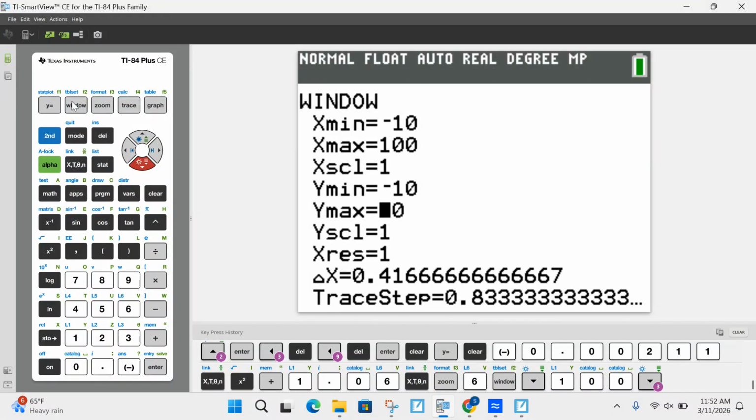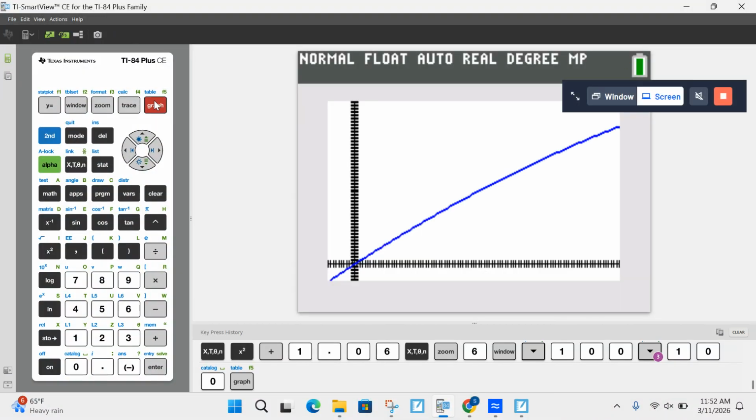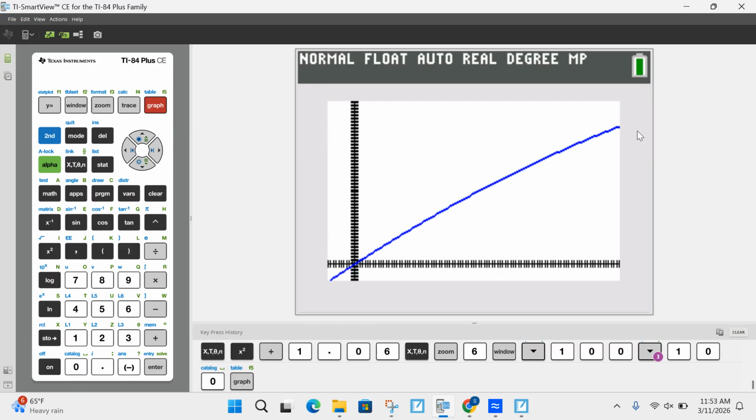Like 100. Okay, let's try 100. That's an easy place to start. Now click on graph. Okay, that might be big enough going up, but definitely not big enough going over, so we need to increase our x max. We can't even see the vertex, so even doubling it to 200 won't be big enough.